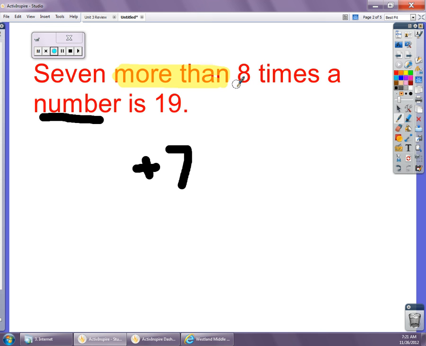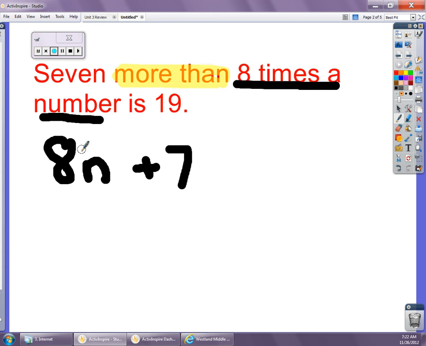Now how do I write 8 times a number? Well, that's multiplication, and it doesn't tell me the number, so that's telling me to use a variable. Now you could use n, you could use x, but 8 times a number just means 8n. When you put the variable and the number right next to each other, that means it's multiplication. So this is 8 times a number plus 7, and that's what it says: 7 more than 8 times a number.